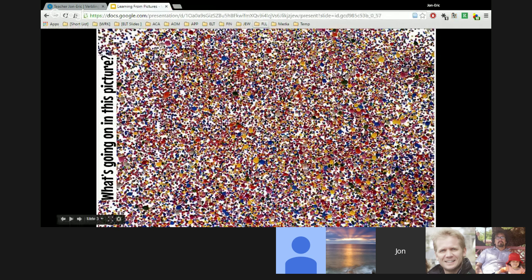So, could be a pointillist painting. Very good idea. Any other theories before I zoom out so you can see what we're really looking at? Any other ideas before I show you the whole picture? Any other theories? Going once?